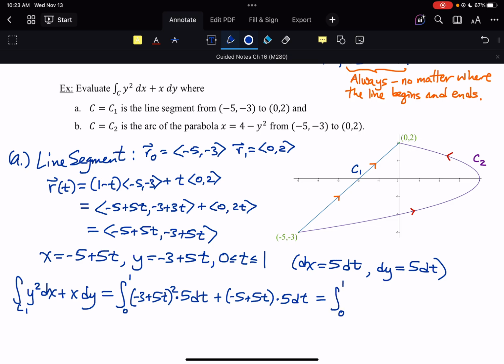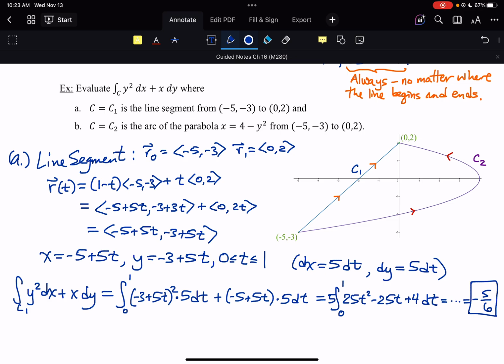If we simplify this down, there's a common factor of 5 in both of those, so I'll go ahead and pull that out to the front. Foil this out, combine like terms, and we get 25t squared minus 25t plus 4, and that's all dt, with respect to t. This is just a single-variable integral, so I'll just tell you we get -5 over 6 for that one. So the value of the line integral over c1 is -5 over 6.